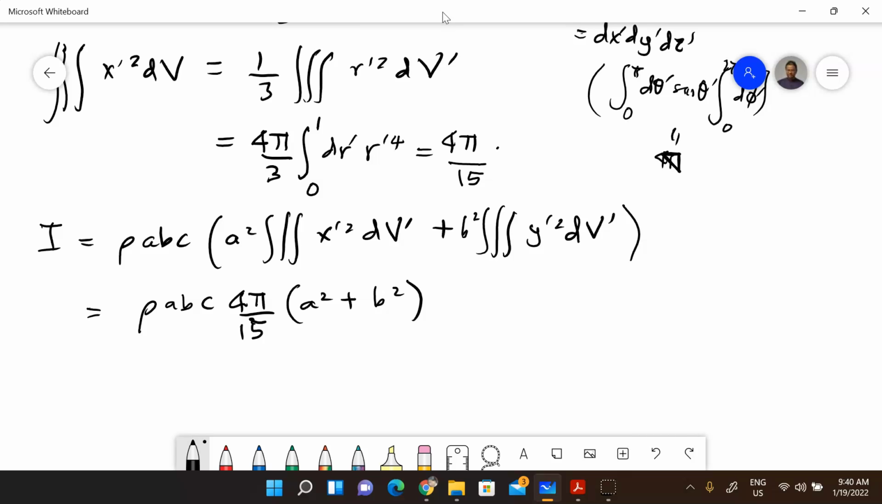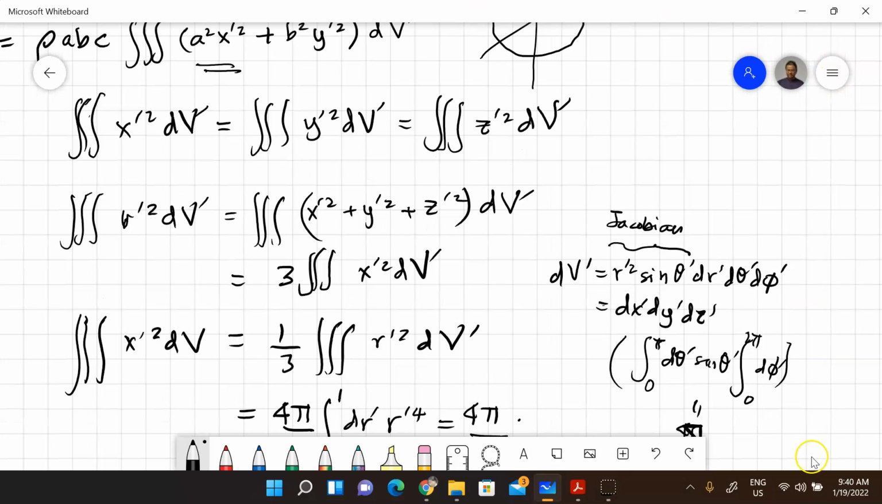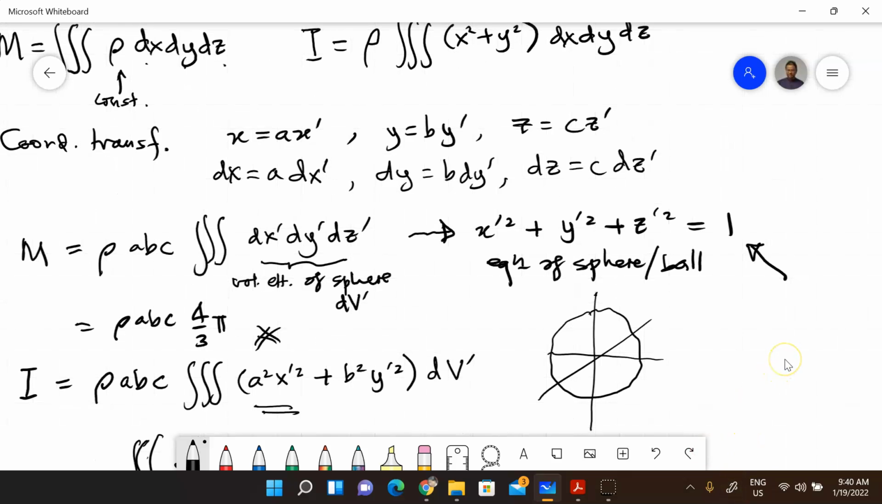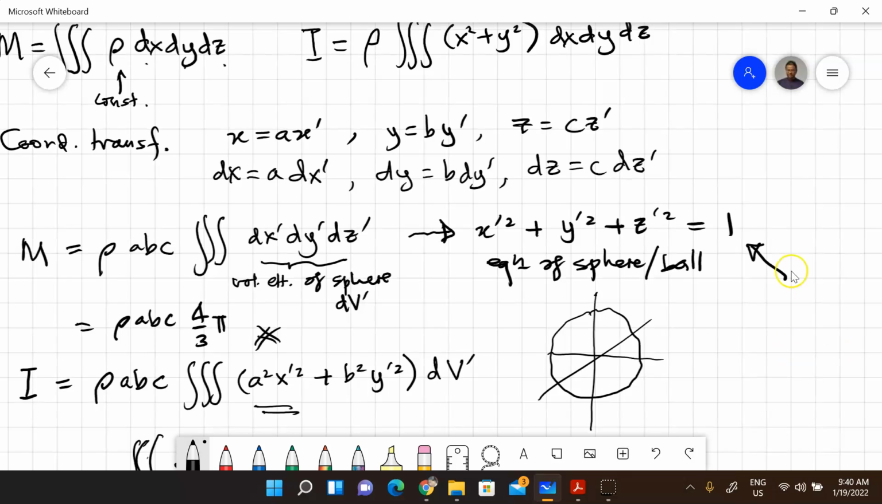So now remember, we want to re-express your moment of inertia in terms of your mass. So earlier we have already done that. Your mass is given by rho ABC times 4/3 pi. So let's try to remember that.